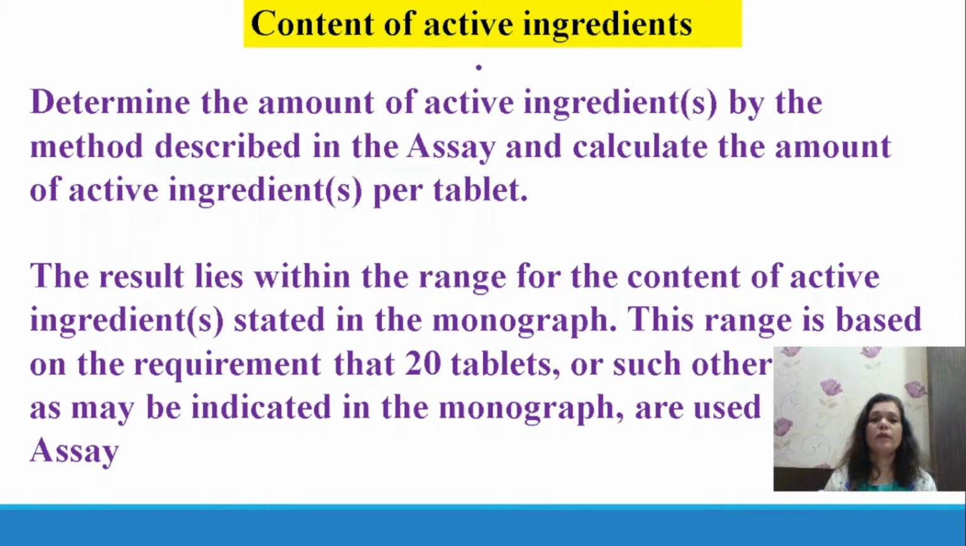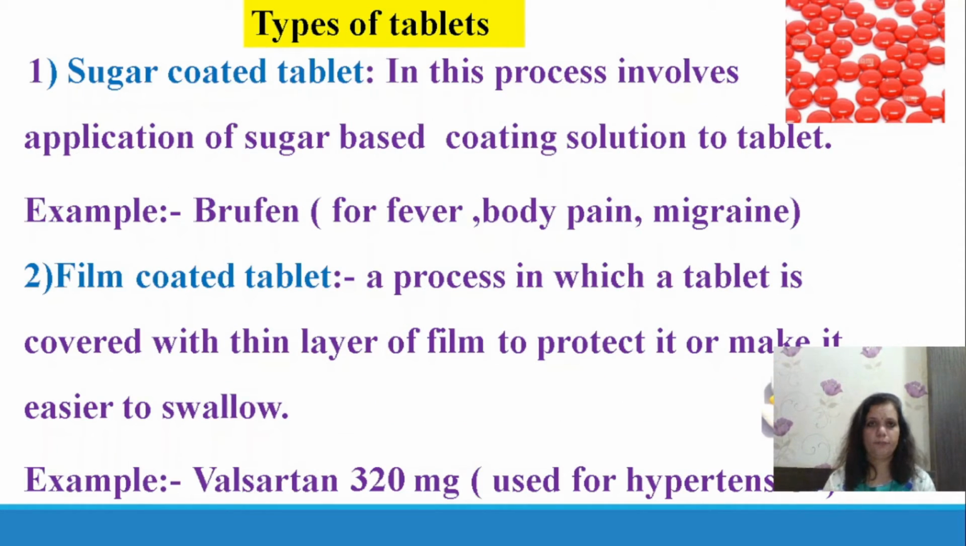Now, content of active ingredient. To determine the content of active ingredient, the method or assay has been given in the pharmacopoeia. This assay we need to follow to find out and calculate the active ingredient. If the result lies in the range of the content of the active ingredient stated in the monograph, the method is given in the pharmacopoeia as well as in the monograph, where the range is also given. This range is based on the requirement of 20 tablets, or such other number as may be indicated in the monograph for the assay. Now we will look at different types of tablet.